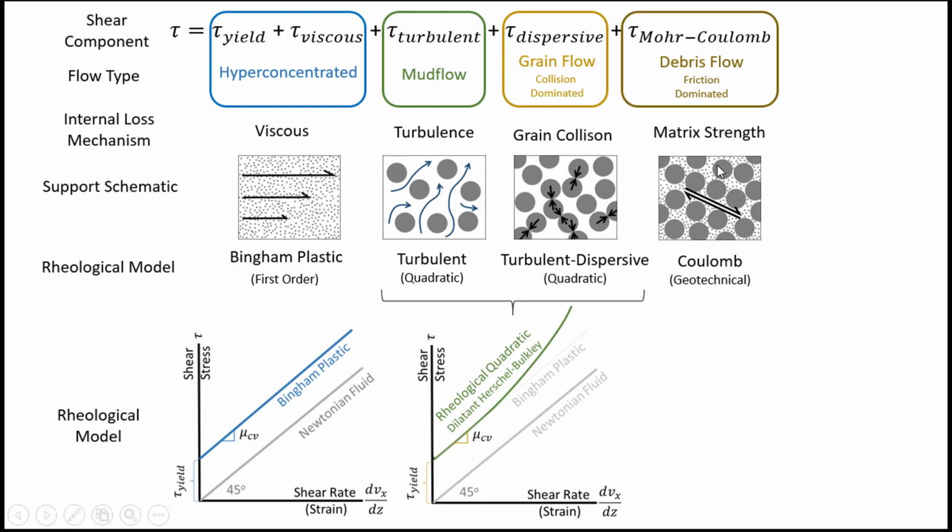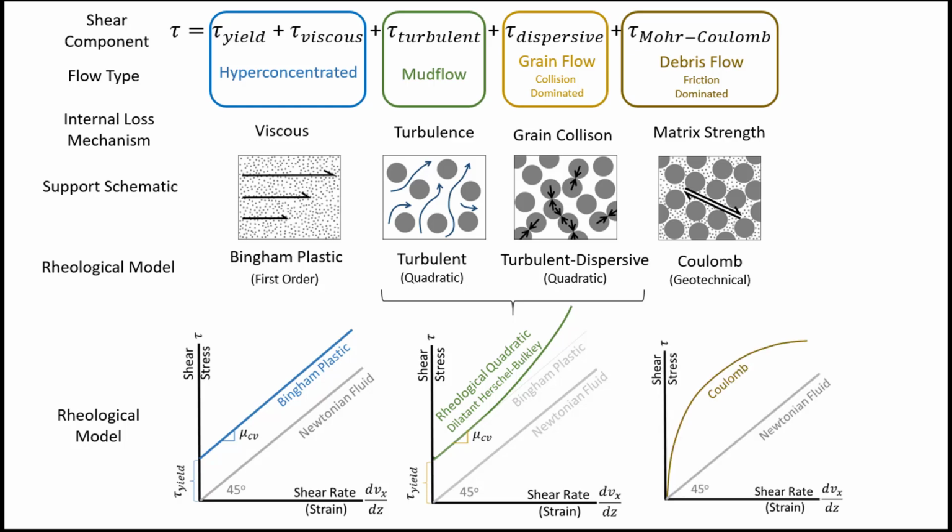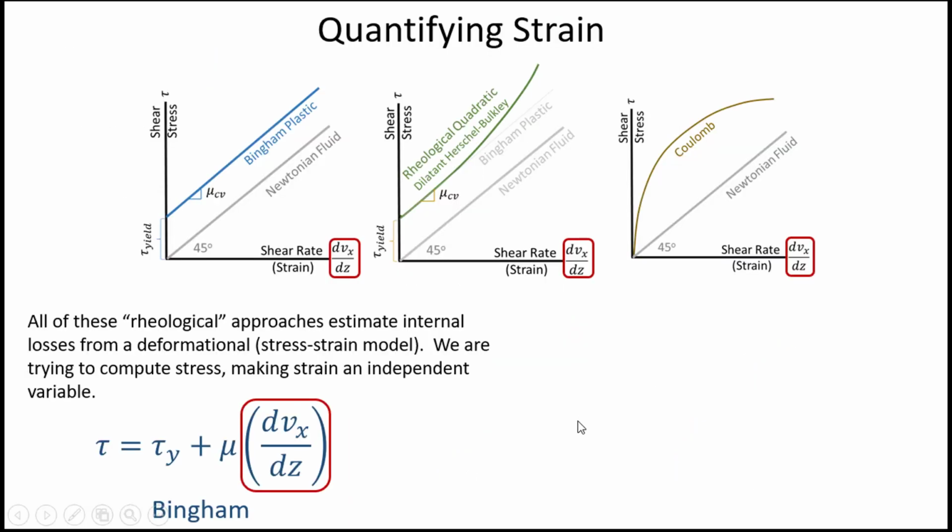And then when you get into the matrix strength, into the geotechnical model, we're going to use a Coulomb model to look at the failure plane. Okay, so I asked you to stipulate with me that we could compute the strain. I told you all you're going to need to find this magic shear, which becomes your magic internal loss slope, is the yield strength, which is hard, and the viscosity, which is easier, because we're going to provide the strain for you. Well, what's the strain?